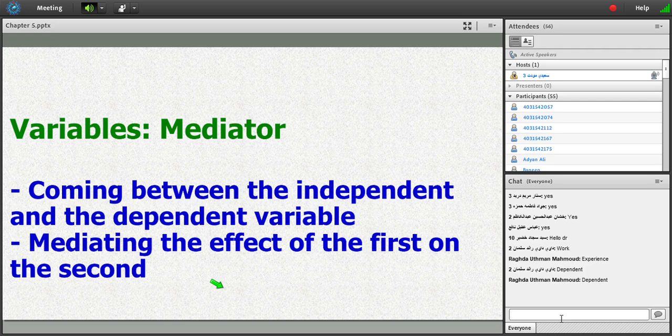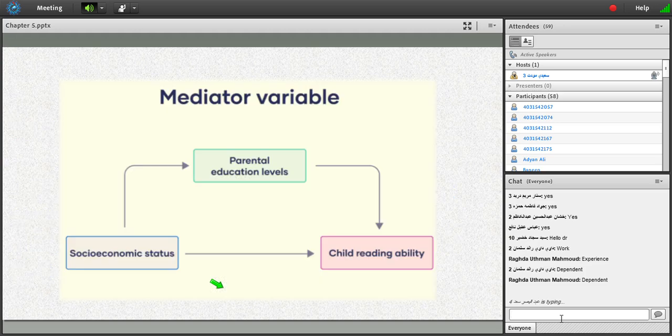Now, we have another type, which is called mediator. By mediator, we mean something that comes between independent and dependent variable, and it mediates the effect of independent on dependent. Let me show you by diagram. Look here, I want to see the influence of the student's socioeconomic status on their reading ability. Okay, so here independent variable is socioeconomic status of a student, and their reading ability is the dependent variable.